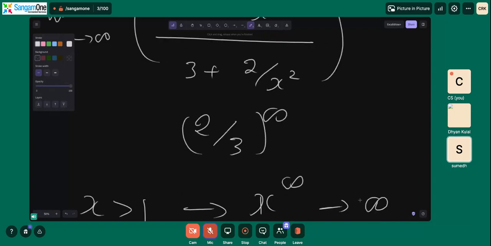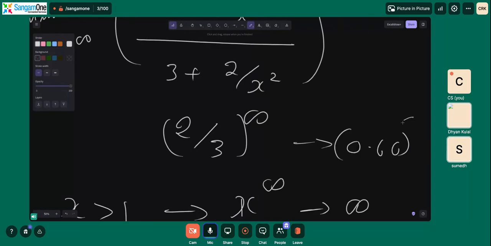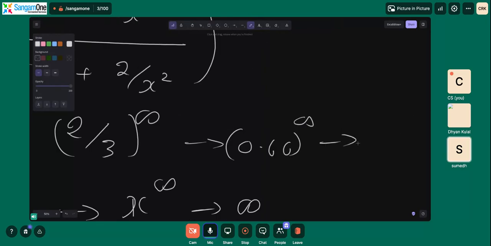So where does 2 by 3 lie? What is 2 by 3? It is less than 1. It is 0.6666 something. So to the power infinity, what would be my result here? It would be 0.